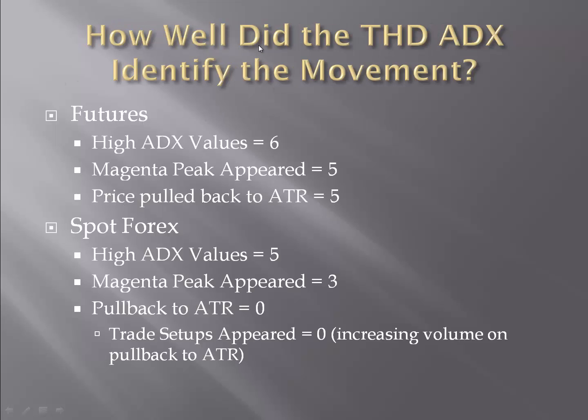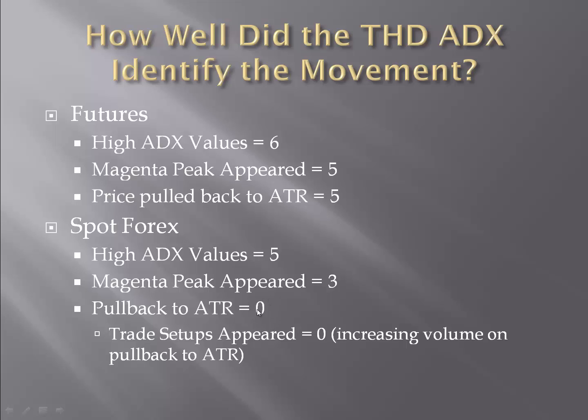So how well did the THD ADX actually identify the market movement on the lower time frames? On the futures side, the high ADX values were 6 that I identified. The magenta peak appeared on 5 of them, and price actually pulled back to the ATR on 5 of the markets that I identified. On the spot Forex side, we had 5 high ADX values. The magenta peak appeared on 3. None of the 3 pulled back to the ATR.